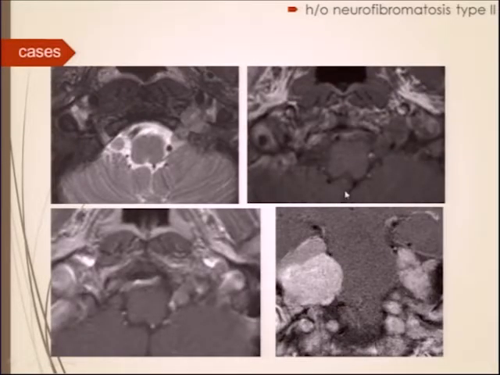And this is a patient who had a history of neurofibromatosis, but had bilateral tongue weakness, worse on the left than on the right, and had bilateral lesions along the course of the 12th nerve going into the hypoglossal canal.